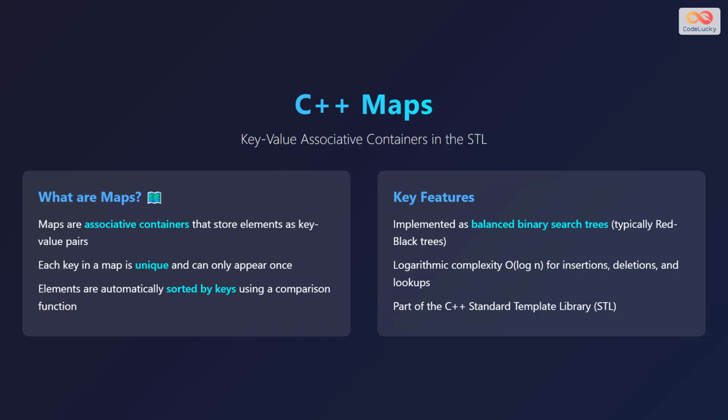Key features of maps. Maps are implemented as balanced binary search trees, typically red-black trees. This ensures that operations like insertions, deletions, and lookups have a logarithmic complexity, O(log n), making them efficient even for large data sets. Maps are part of the C++ Standard Template Library, or STL, which means they are readily available and optimized for performance in any C++ environment. This makes them a reliable and efficient choice for managing data in your applications.